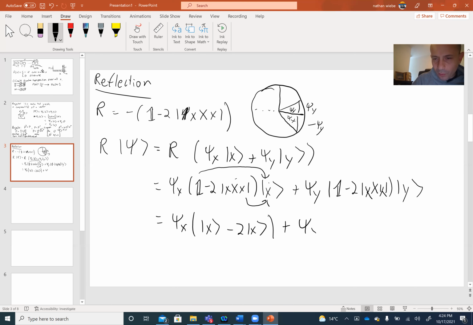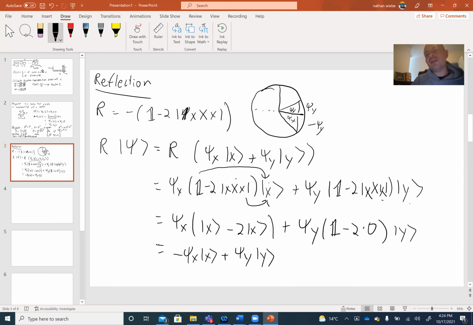plus psi y, identity minus 2 times 0, because the y component is orthogonal to x. So the inner product between this and that is 0. Therefore, this is equal to negative psi x, x plus psi y, y, which is exactly the same thing that we saw graphically at the top. The y component for a reflection about the x-axis flips, and the x component ends up remaining the same.